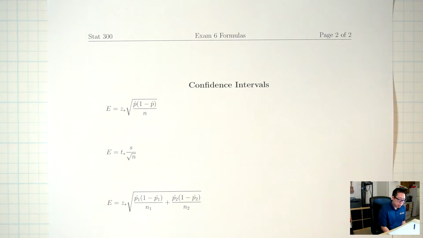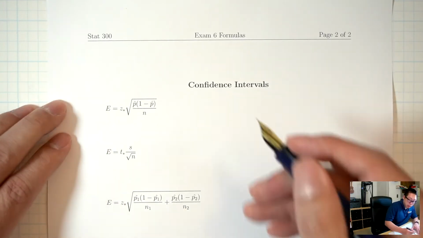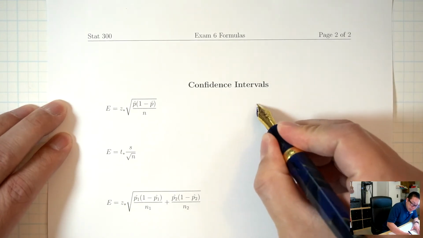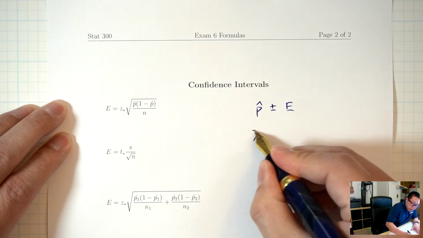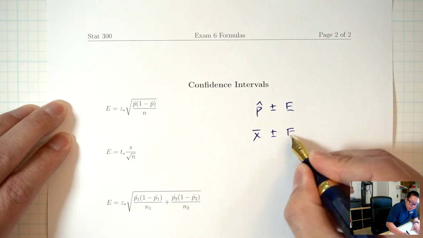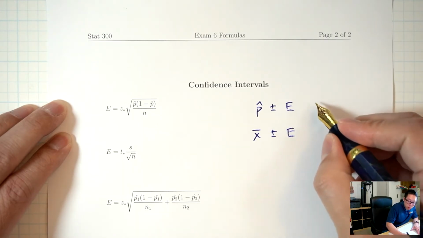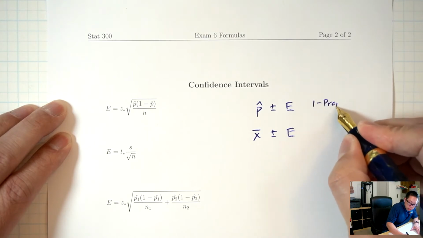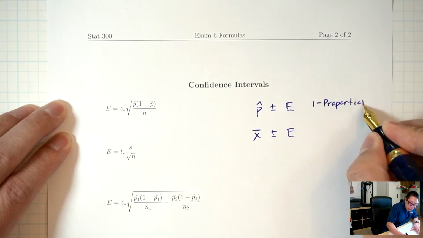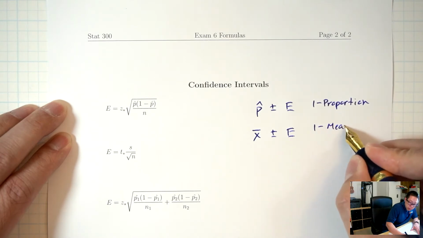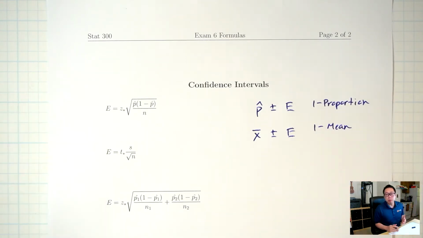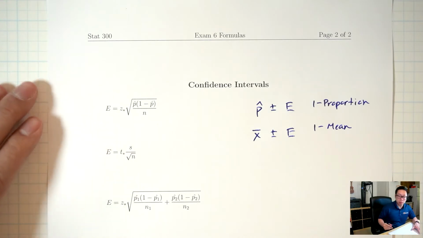Back in Chapter 8, when we talked about confidence intervals, the end product was something that looked like either p hat plus or minus the margin of error or x bar plus or minus the margin of error. The first one was for the one proportion situation. The second one was for the one mean situation. Today we'll talk about the two proportions and the two means situation.